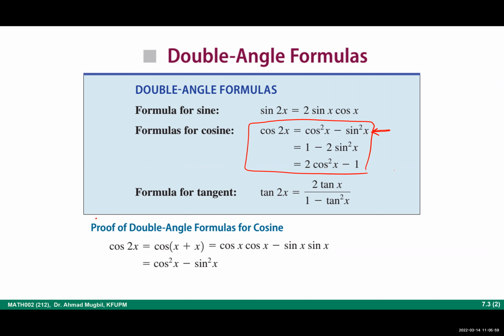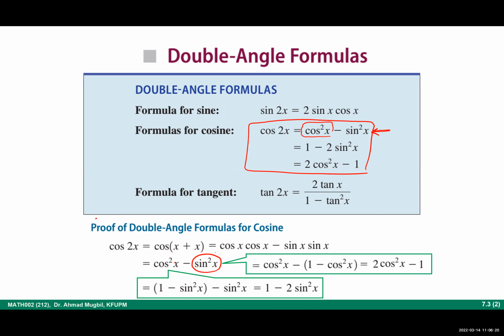How do we obtain this? Just write cosine squared as 1 minus sine squared, and it will be 1 minus 2 sine squared x. Or if you want to write it in terms of cosine, you replace sine squared by 1 minus cosine squared. Now it will be cosine squared minus 1 plus cosine squared, which is 2 cosine squared x minus 1. So there is no need to memorize them. You will of course by default, but if you know one, you can obtain the other 2.